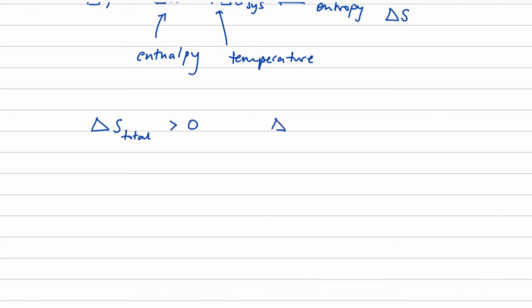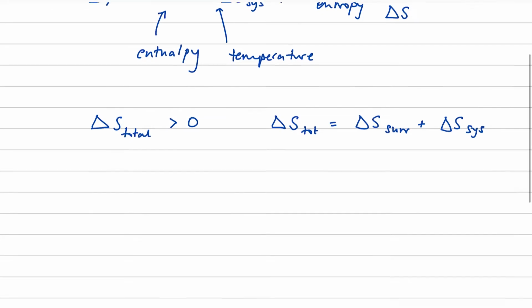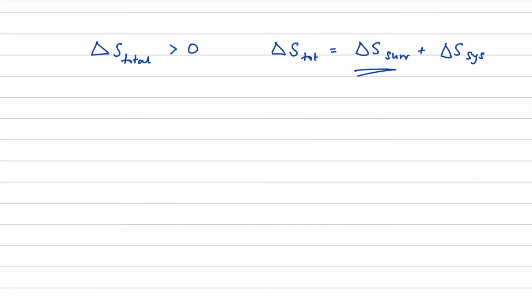And we can work out the total entropy change because it's the entropy change of the surroundings plus the entropy change of the system. Now, we also know that we can calculate a value for the entropy change of the surroundings if we know the enthalpy change of the reaction. So the entropy change of the surroundings is equal to minus delta H over T. This is something you should be familiar with. If you're not, go back and watch the previous videos in this series, please.